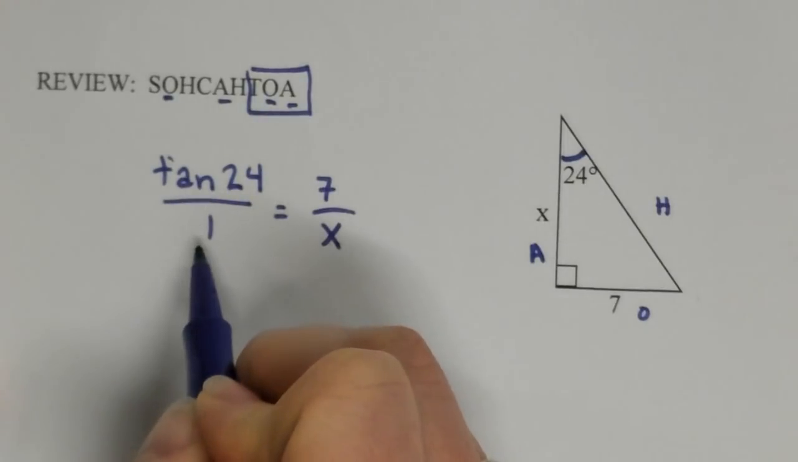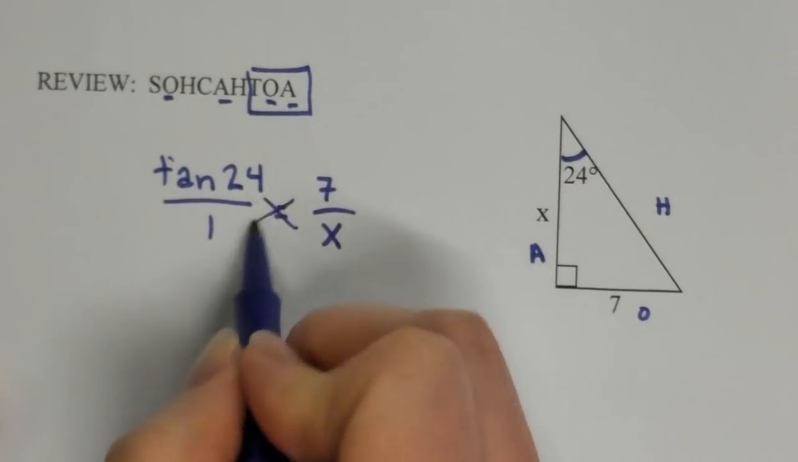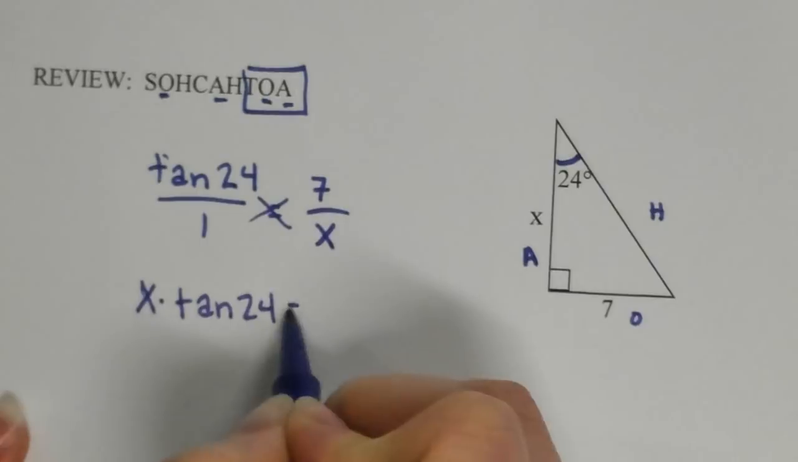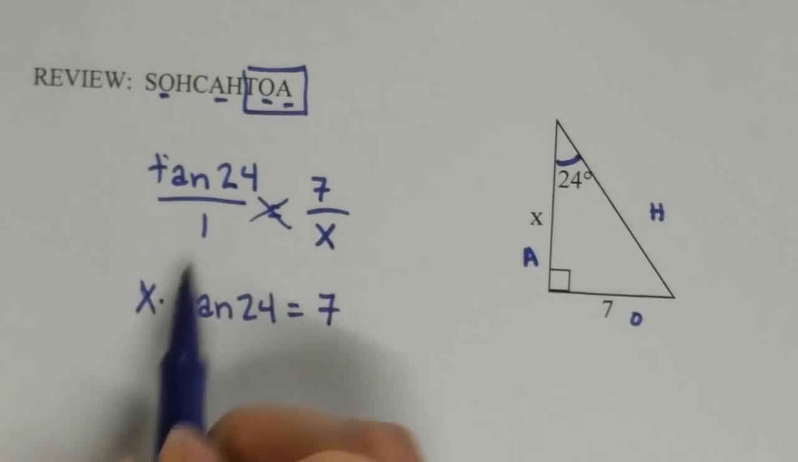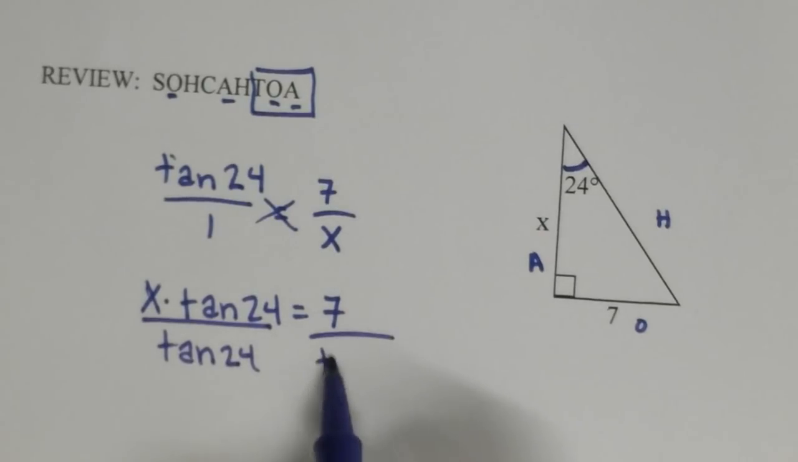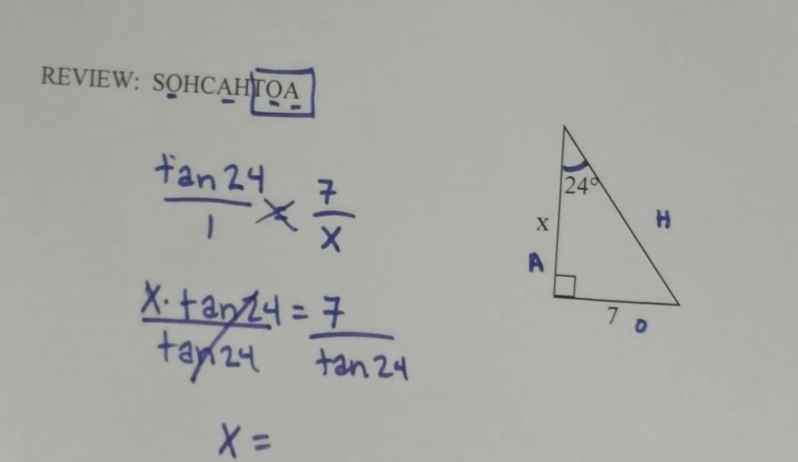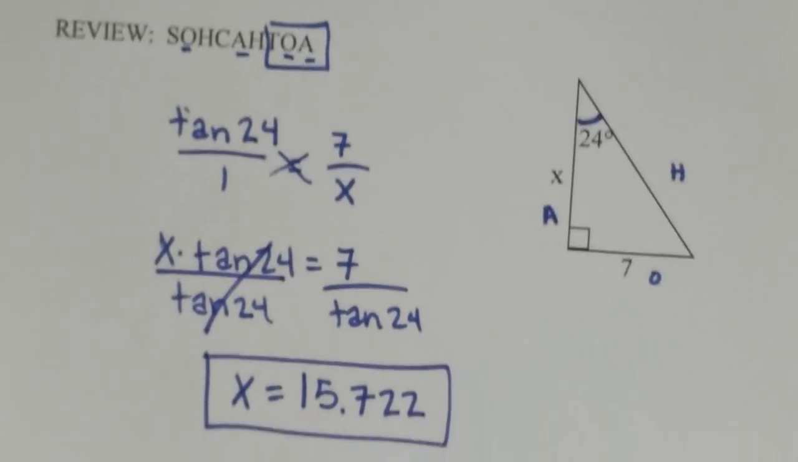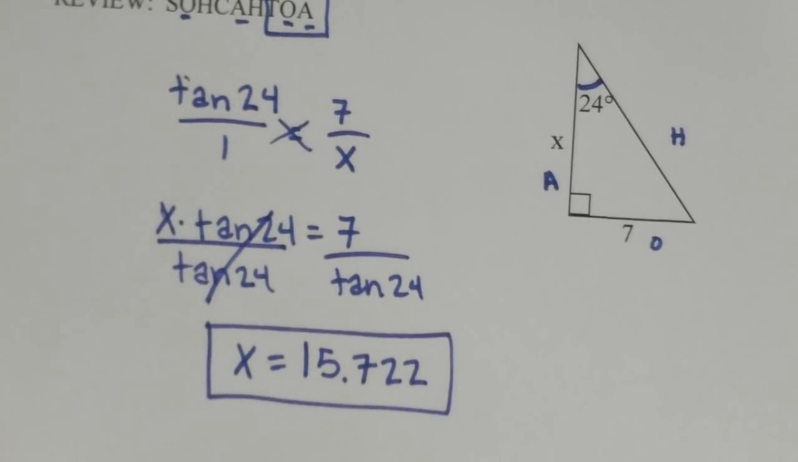So I'm going to cross multiply. I put tangent over 1. That's just my little trick, so I can easily cross multiply. X times the tangent of 24 equals 1 times 7, which is 7. And now I'm going to divide. Those cancel out. So I'm going to punch in my calculator 7 divided by the tangent of 24. So that is what my x equals, 15.722.